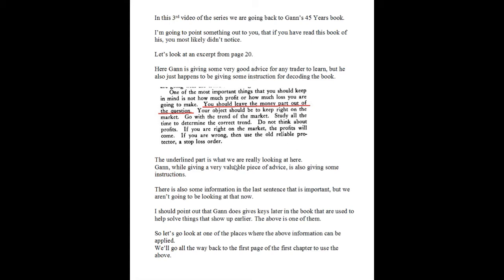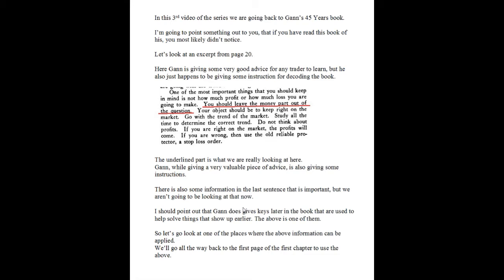The underlined part is what we're really looking at here. Gann, while giving a very valuable piece of advice, is also giving some instructions. There's also some information in the last sentence that's important, but we're not going to cover that in this video. I should point out that Gann does give keys later in the book that are used to help solve things that show up earlier. The above is one of them.